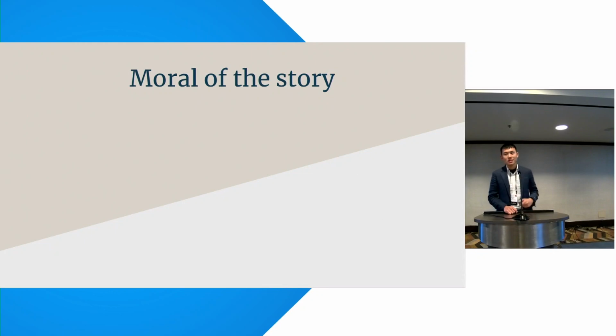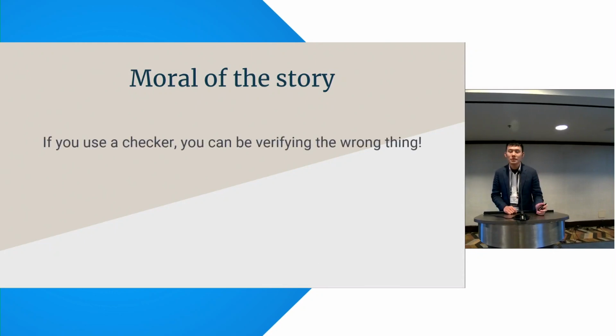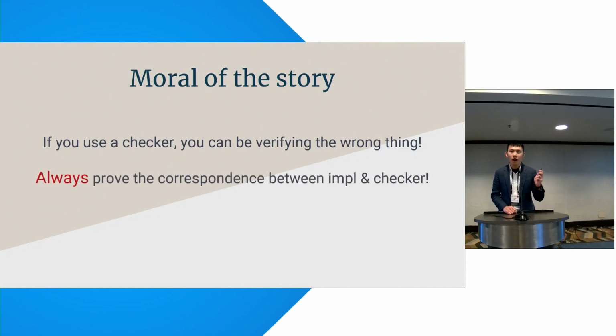So what's the moral of this story? If you are using a checker, you can be verifying the wrong thing, no matter how careful you are. And as a result, you should always prove the correspondence between the implementation and the checker. And you can do so by using a refinement proof, which we described in much more detail in our paper.